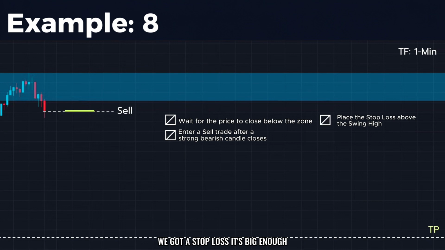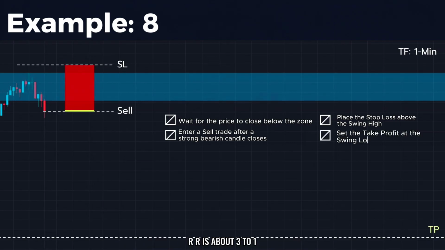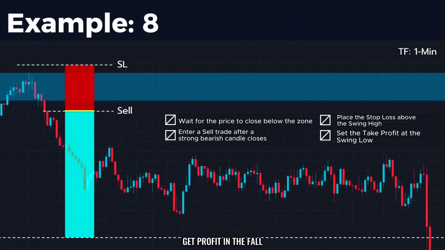It's big enough. After that, we will check the size of TP according to the swing low position. Look closely. RR is about 3 to 1. Therefore, it is considered to pass the filter. After passing the filter, we will wait for the price to go down until it hits TP. Wait for a long time. But in the end, the price really reaches TP. Get profit in the fall, like when you get profit in the rise.